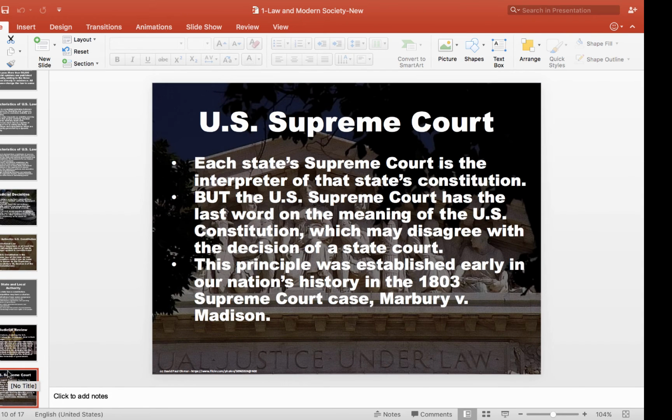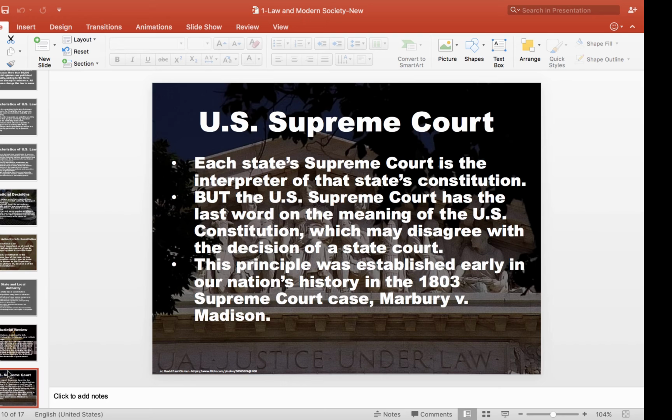Now, the U.S. Supreme Court is the final interpreter of all laws, okay? So in Pennsylvania, the Pennsylvania Supreme Court has a say in interpreting that state's constitution, but it can be appealed to the U.S. Supreme Court, and the U.S. Supreme Court has the last word on how the U.S. Constitution can be interpreted. And as I said, the principle of judicial review was established in 1803 with Marbury v. Madison, which is a rather interesting case.